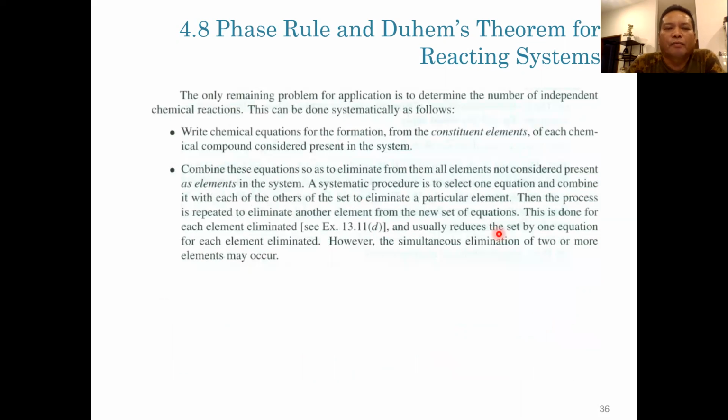The application to determine the number of independent chemical reactions is done systematically as follows. Write the chemical equation for the formation of each constituent, then combine these equations to eliminate elements not considered present. For the example, you can go to example 13.11 or the SI attached.